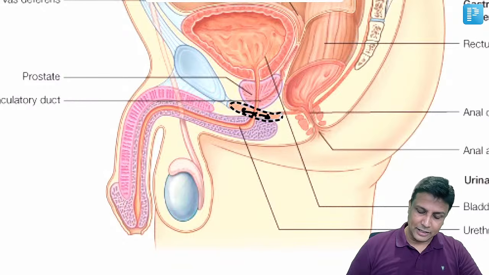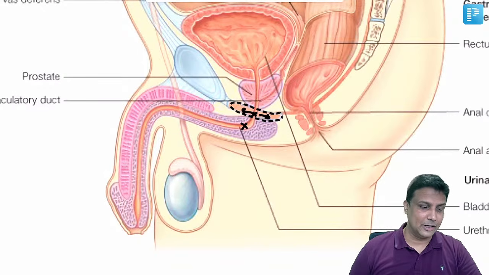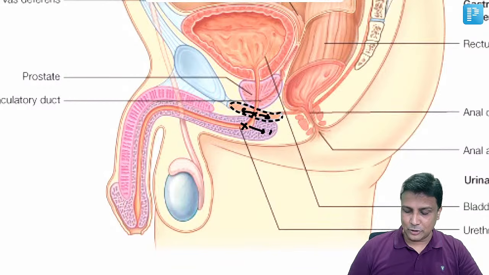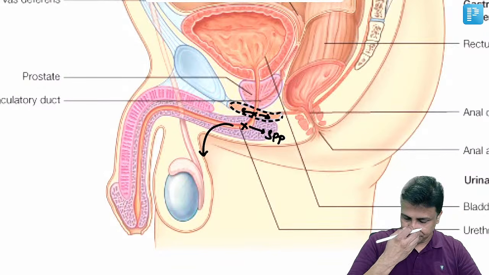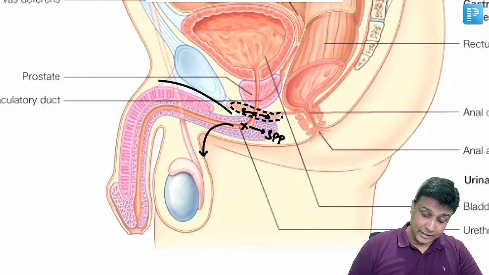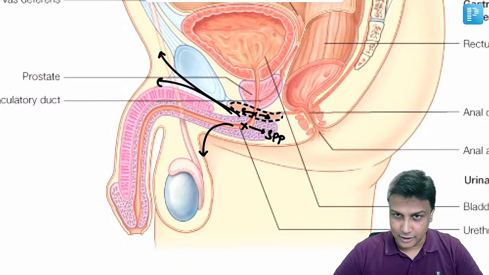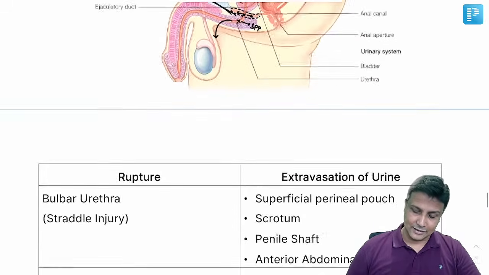If the bulbar urethra is ruptured, the urine will go into the superficial perineal pouch, the urine will also go into the scrotum here, the urine will also go into the penile shaft, as well as the urine will also go into the anterior abdominal wall. Is it okay? So let's see here.